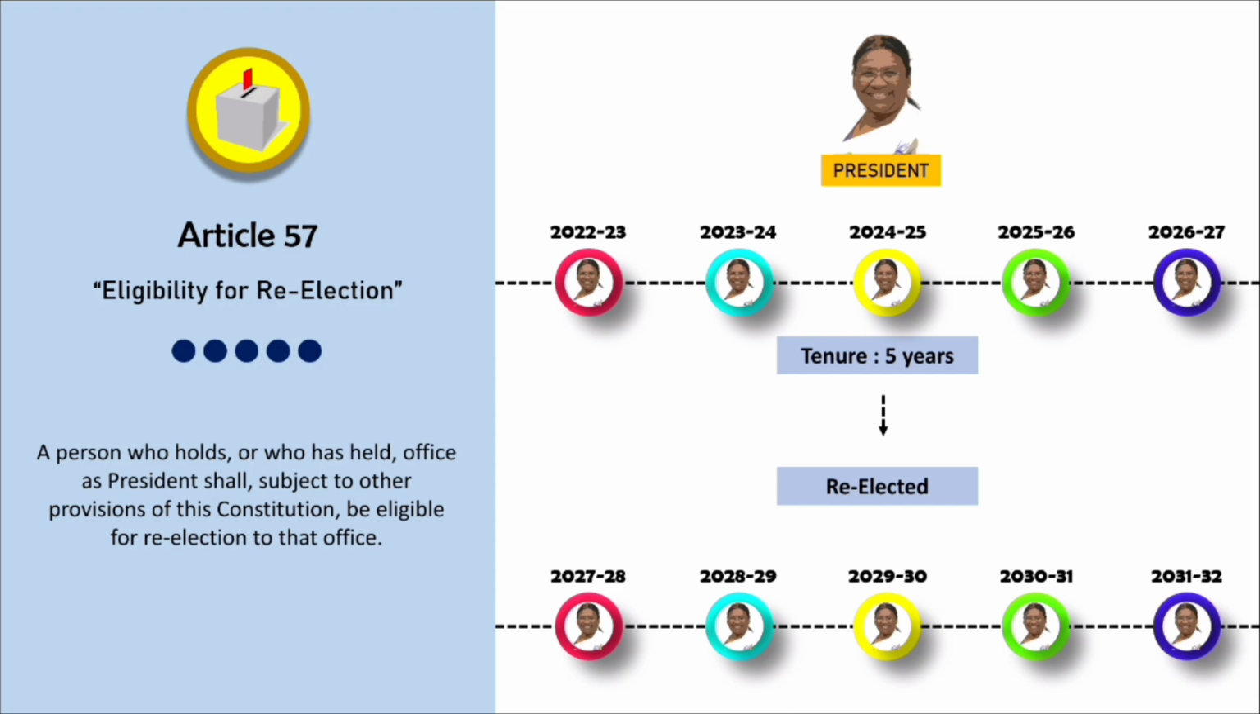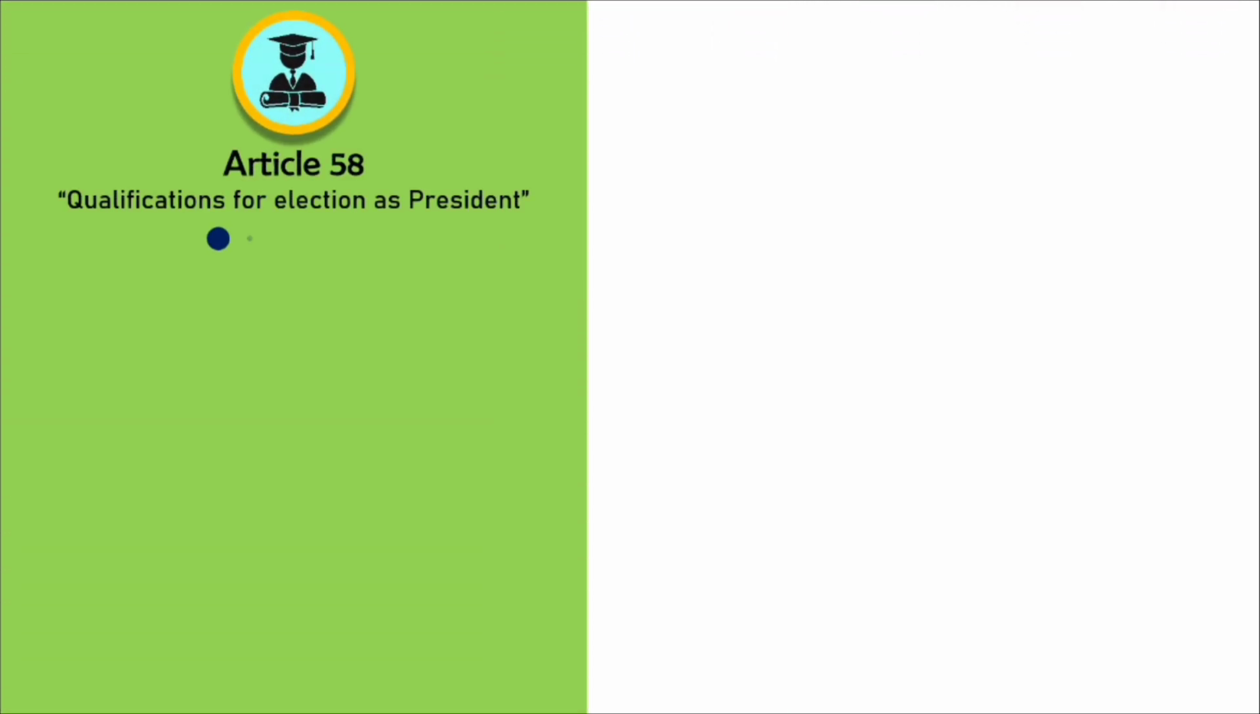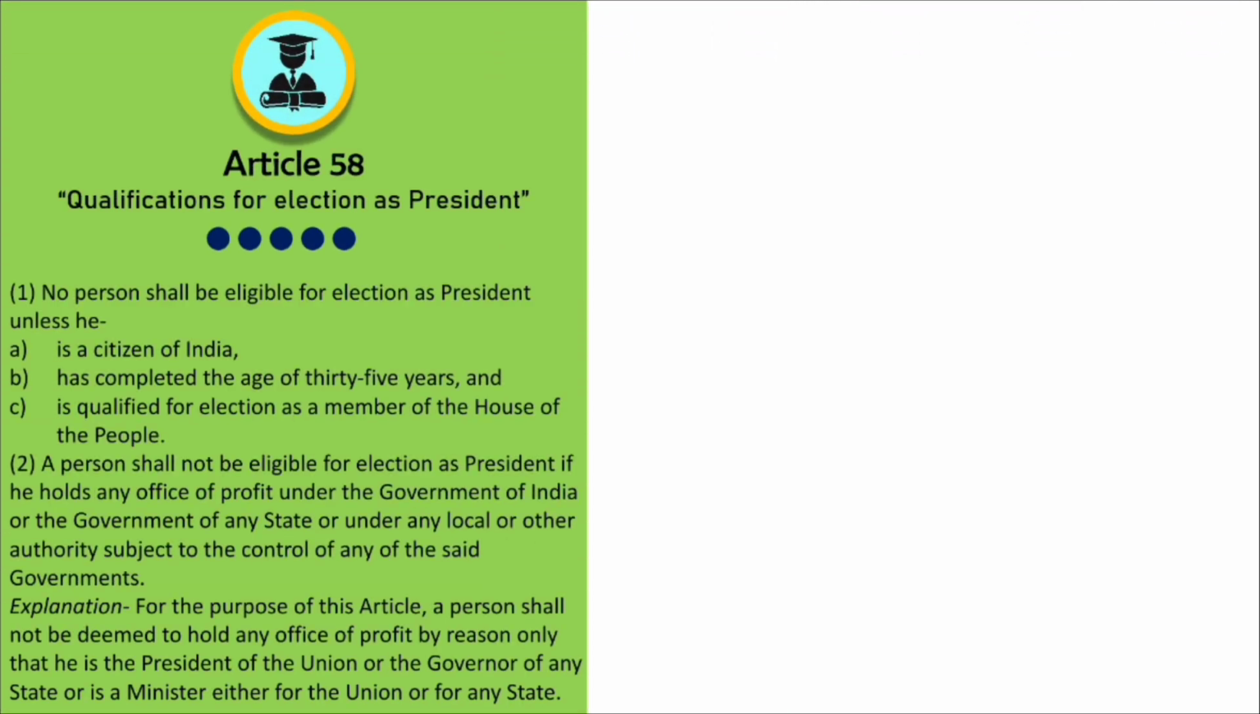But there are some rules in the Constitution that need to be followed while choosing the President. So what are those rules that the President of India has to follow? Those rules are mentioned in the next article, that is Article 58. So let's see what Article 58 has to say. First of all, pause the video and read the provision.